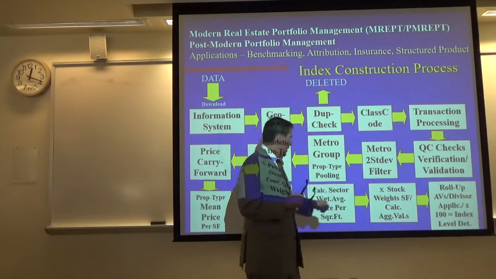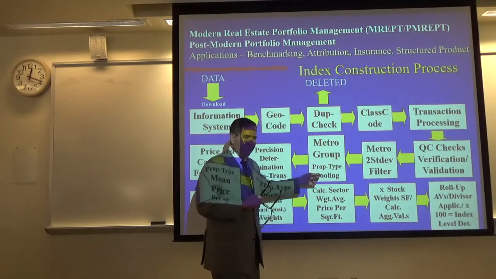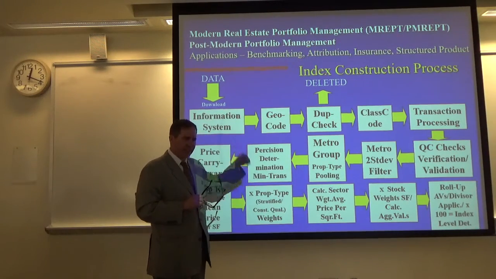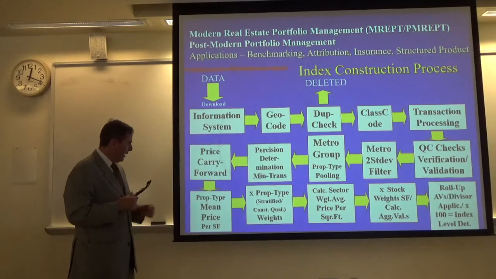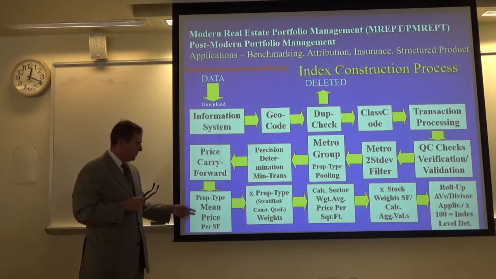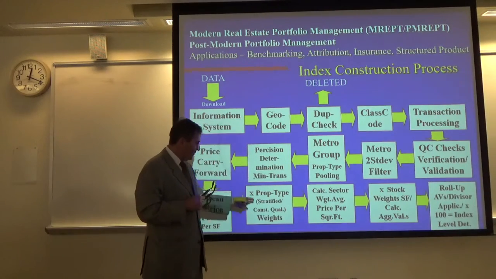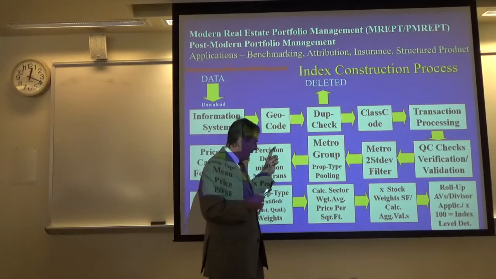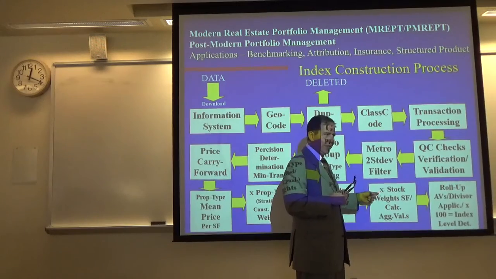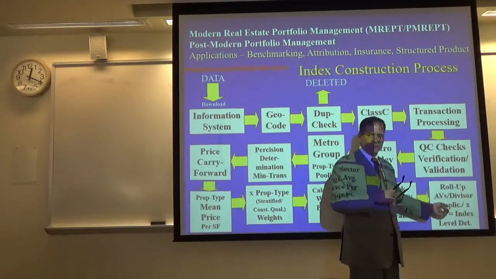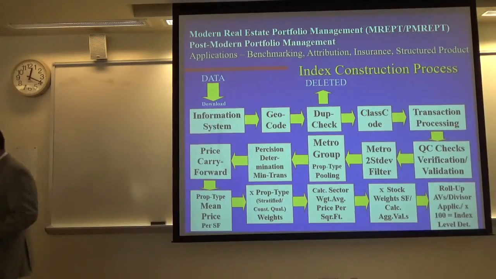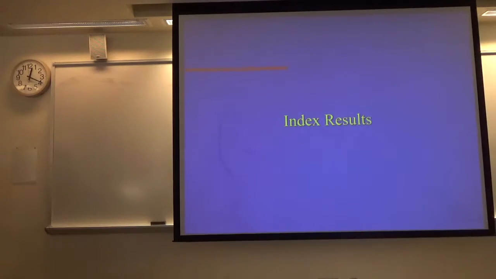Then we did the filtering process. We grouped and pulled the data by metro area. We applied the precision calculation in cases where there wasn't enough data. We carried forward the price. We calculated the mean price per square foot times the stratified weights to get the sector weighted average price per square foot times the stock or the inventory to get the aggregate value divided by the divisor multiplied by 100 to get the index.